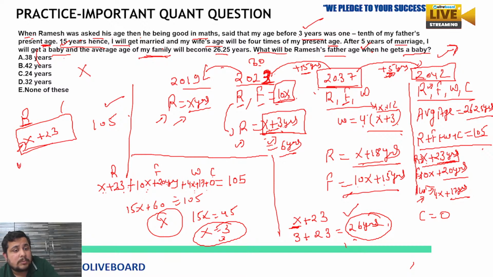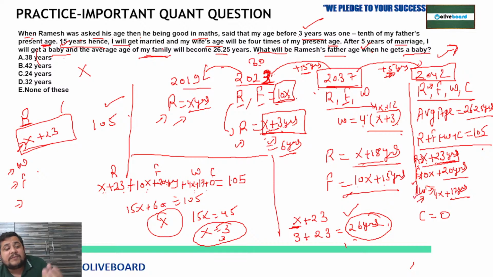Now if we talk about wife and father, we can consider, right? We can calculate their ages also at the same time. First of all, we have to create each and every one in the same manner. Ramesh's age is x plus 23. Now we have father's age and wife's age. So when we take the sum, then we will get the value of x. Without getting the value of x, we cannot calculate anything, right?